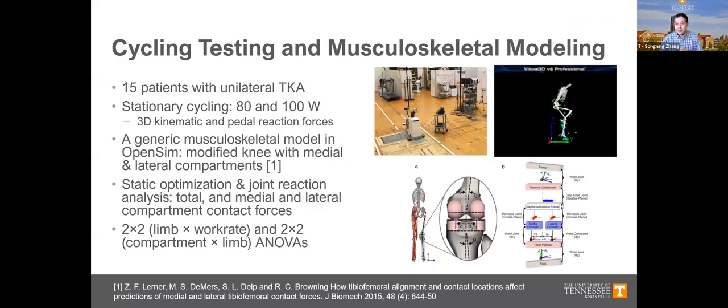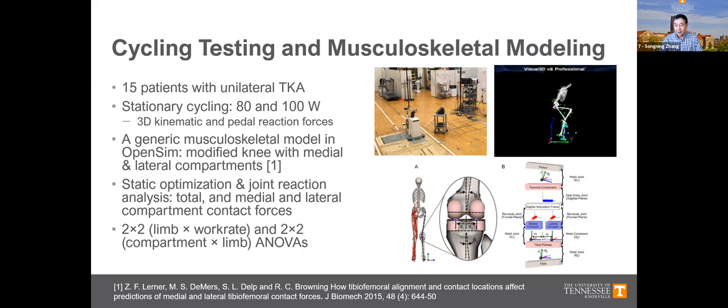So we had 15 TKA patients in the study from local hospitals and orthopedic clinics. They cycled on a stationary cycloergometer in two randomized work rate conditions, 80 and 100 watts, at a cadence of 80 RPM. During the final 10 seconds of data collection, 3D motion capture and pedal reaction force data were collected simultaneously.